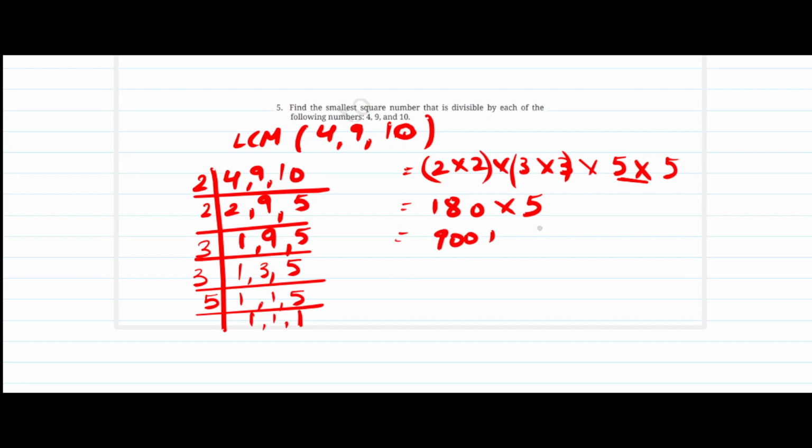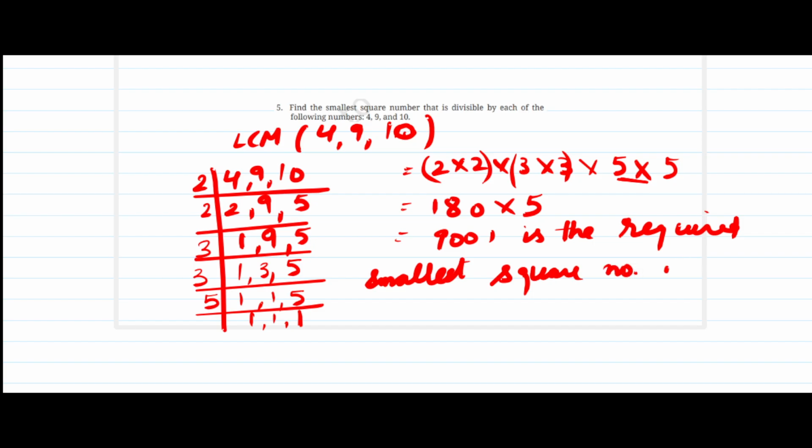So 900 is the required smallest square number which is divisible by 4, 9 and so on. That is the way to find out the answer.